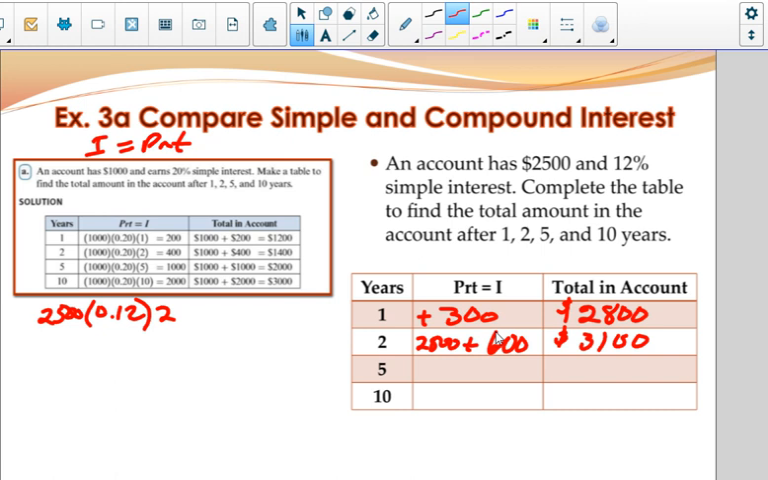So 2 years is 600. If I multiply the 5 by 300, that's $1,500 that I'm adding to it. So 2,500 plus 1,500 gives you a total of 4,000. And then if I multiply 10 times 300, that's 3,000. So 2,500 plus your $3,000 gives you a total of $5,500 after 10 years.